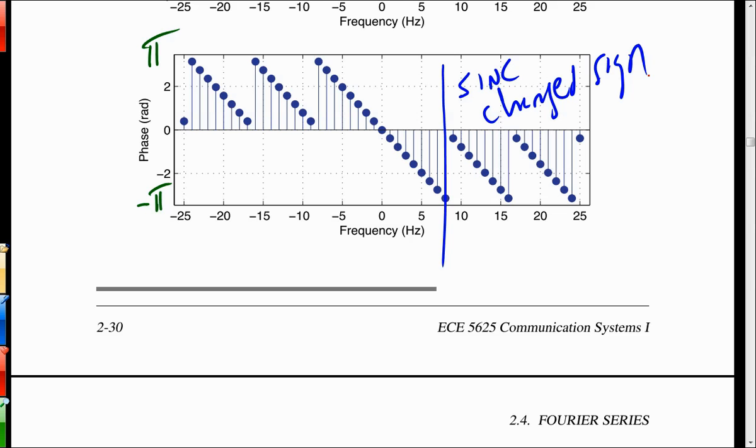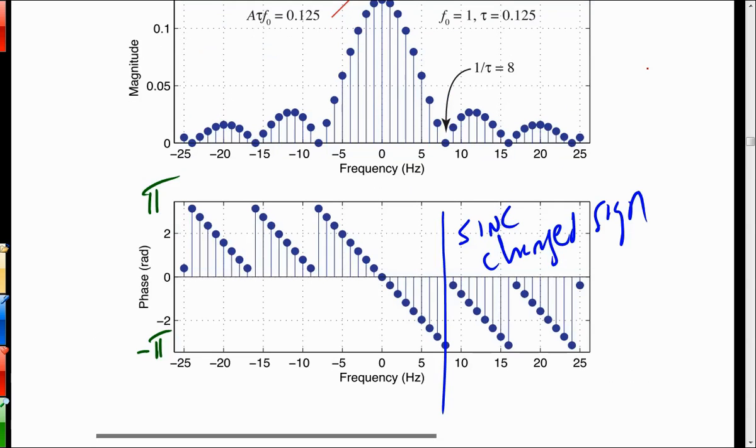If I was to draw it in there or look at it up above. Notice all those jumps are coincident where the sinc changes sign, because normally sinc would be, right.